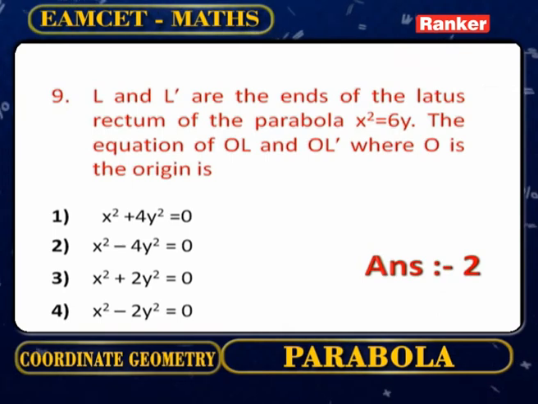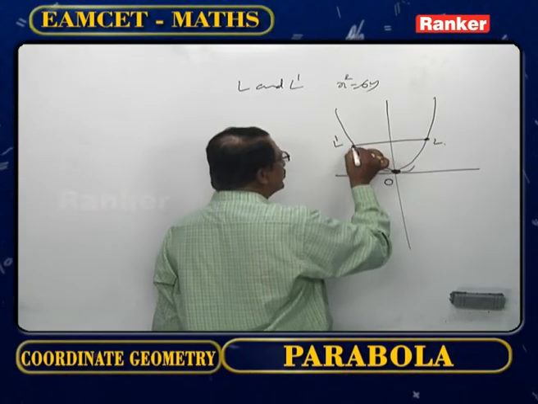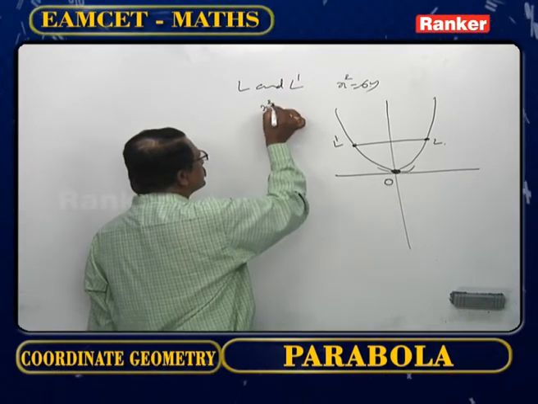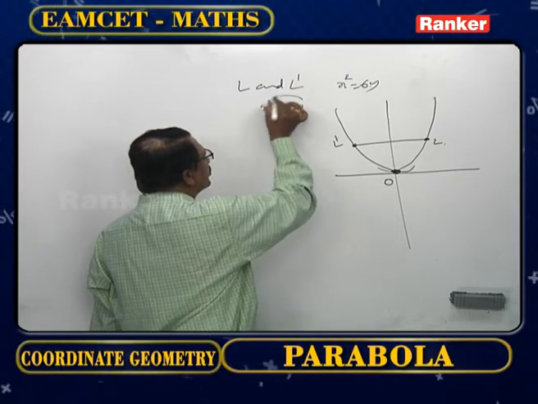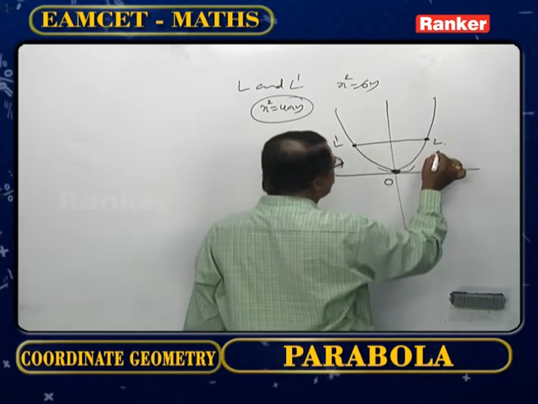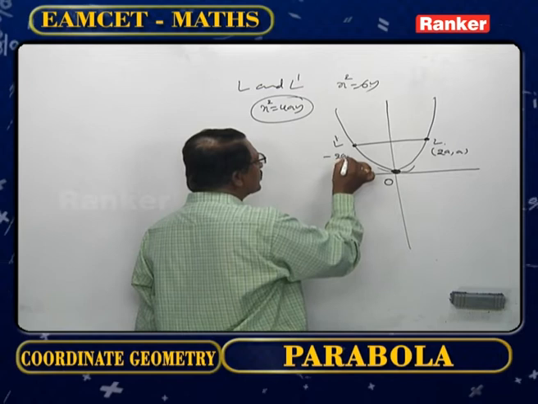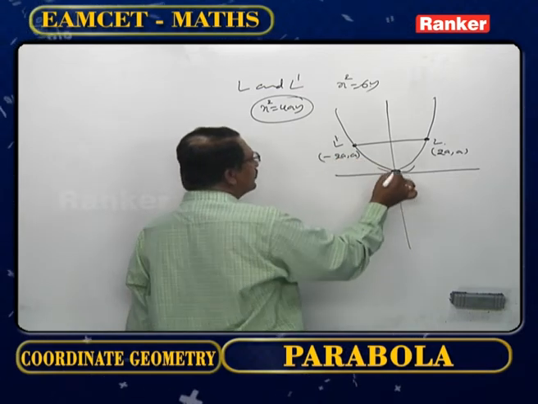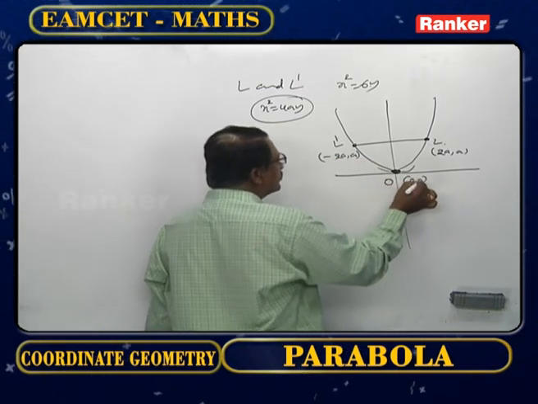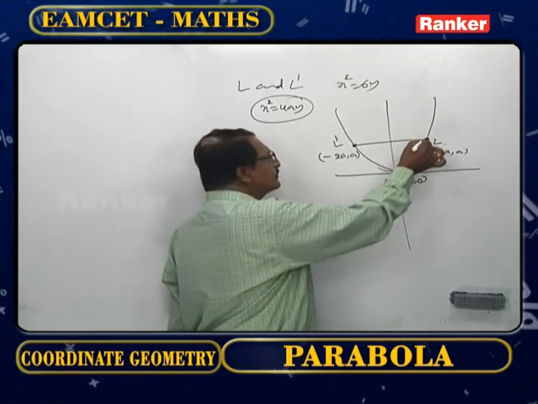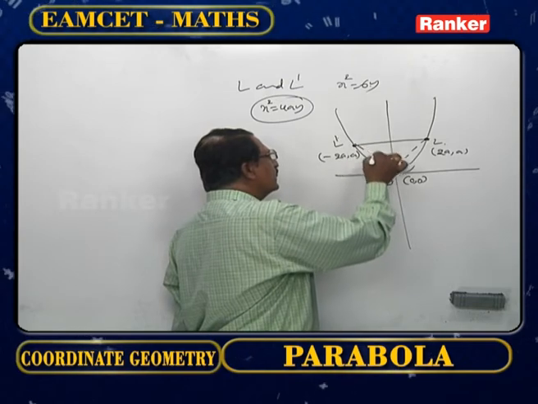O is the vertex. L and L dash are ends of the latus rectum. Suppose the equation of the parabola is x square equals 4ay, then the ends of the latus rectum are (2a, a) and (minus 2a, a). Vertex is (0, 0). Now we require the combined equation of OL and OL dash.